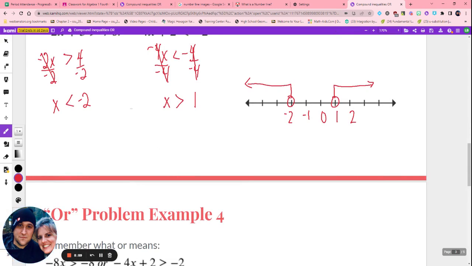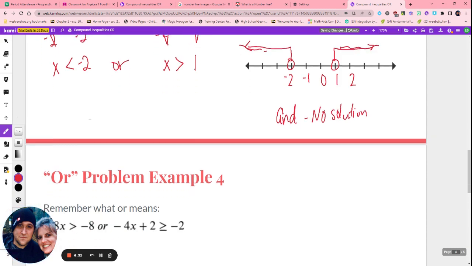And I should keep the word or, by the way, in between here so that we know it's an or problem. Because let's think about real quick, if it was an and problem, what would that mean? If we were saying x is less than negative 2 and greater than 1, there is no number that fits both of those criteria. There's no number that's being overlapped. So that would be no solution if this was an and problem. So if it was an and, it would be no solution, because there is no overlap. But since it's an or problem, we're saying all of these numbers down here are solutions or all of these numbers up here are solutions.